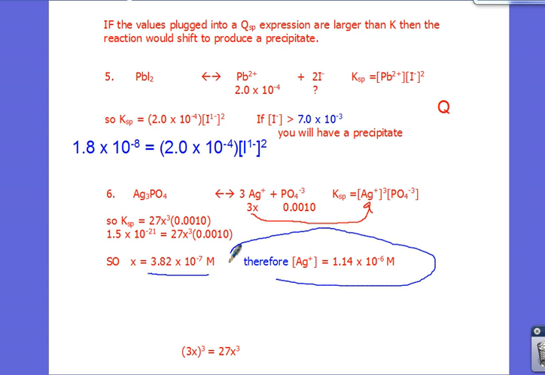Actually, this is the answer. Why is that the answer? This is the value for x. Silver, the question is what's the maximum quantity of silver? Silver's 3x. So I've got to make sure I multiply that by 3. Figure out the silver concentration.